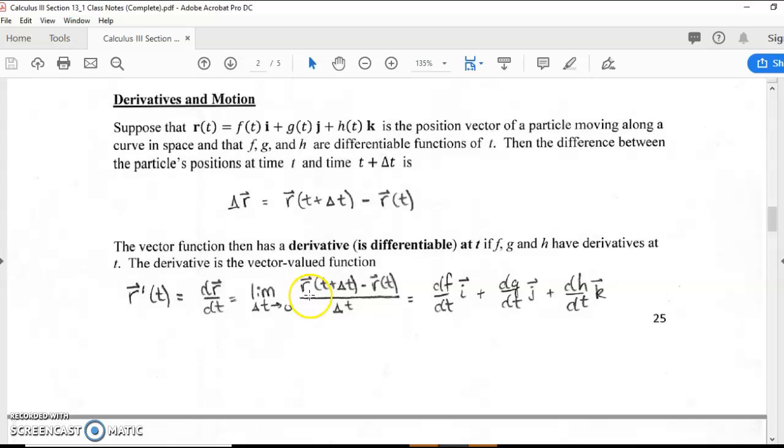This is not a hard proof to show: just plug in t plus delta t everywhere in r, then plug in t, subtract, combine, and collect the like pieces that correspond with i, j, and k. All you'll end up seeing is that, for example, this one would be the limit as delta t approaches 0 of f of t plus delta t minus f of t over delta t, which we know is just df dt, the derivative of f with respect to t. So all I'm trying to point out here is that you can just take the derivative of each component of the vector. If you want r prime of t, all you have to do is take the derivative of each component of that vector.